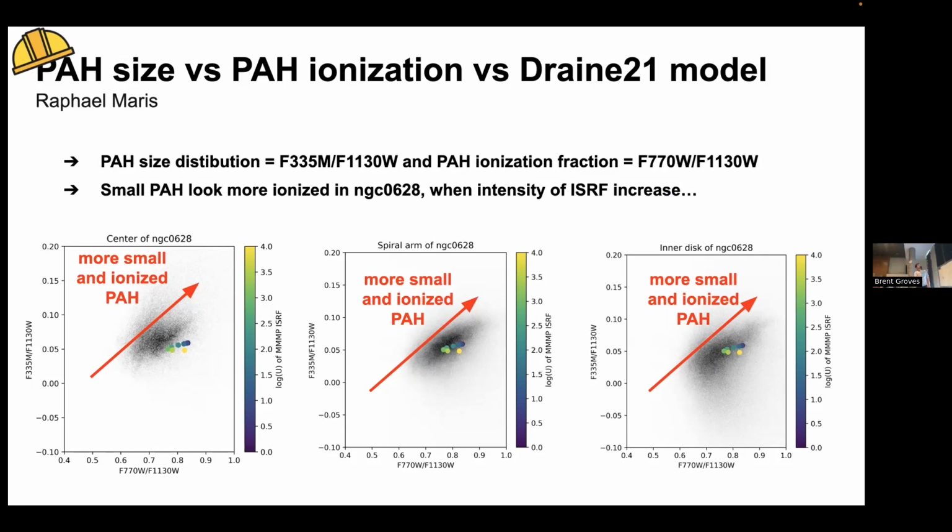We can see this also in different locations of the galaxy: in the center, in the spiral arm, and the inner disk. The left side is the center of NGC 628. And we haven't seen a lot of trend variation in these different environments. So yes, that's it.